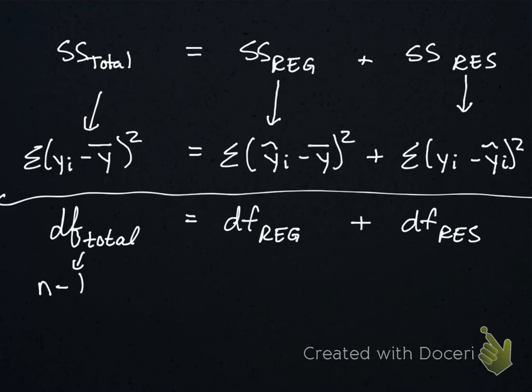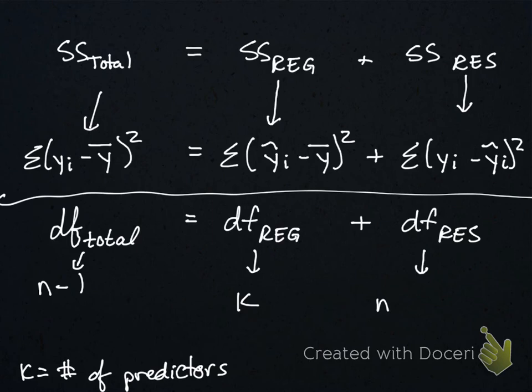For our degrees of freedom regression, this is simply going to be equal to k, where k is equal to the number of predictor variables. In this case, we just have 1. We have that x variable, or exercise in our running example. And then our degrees of freedom residual is going to be n minus k minus 1. So as we have more predictors, that degrees of freedom residual is going to change.